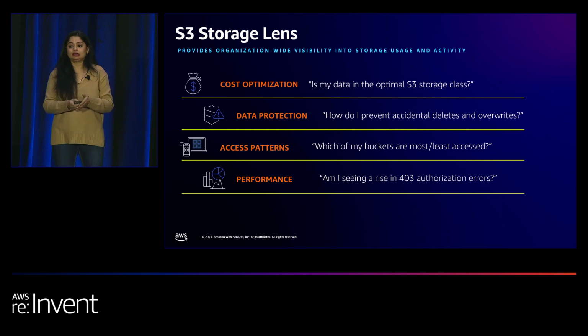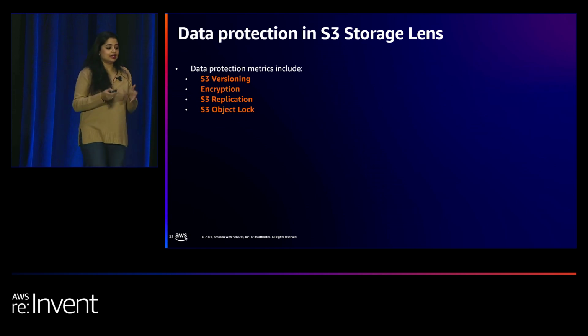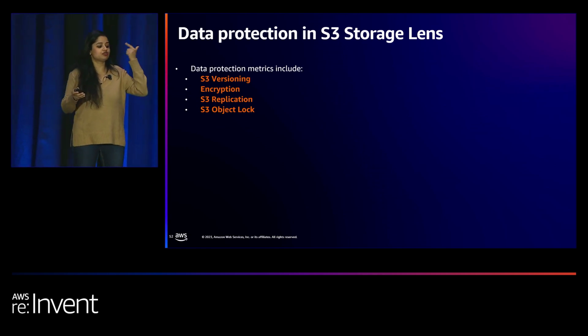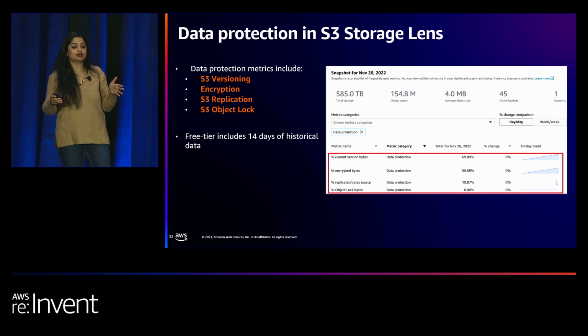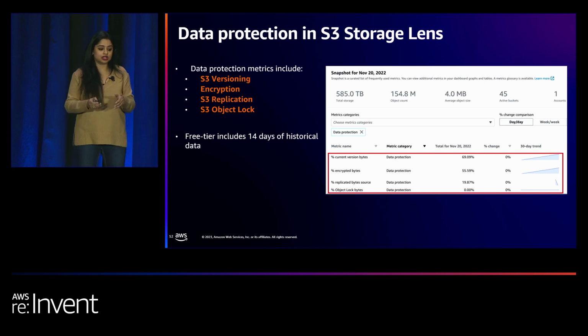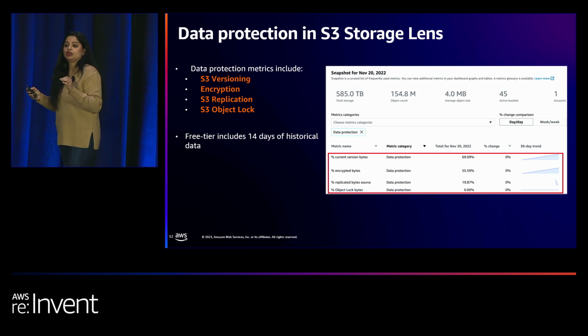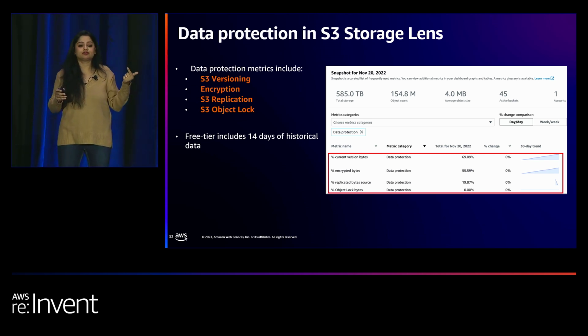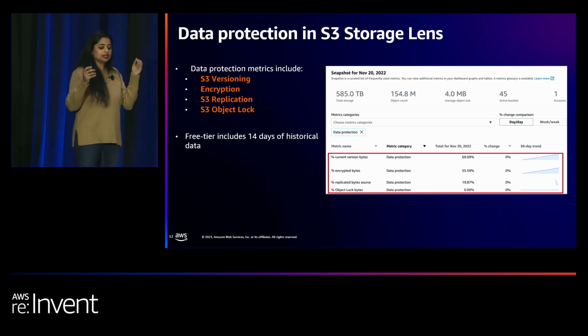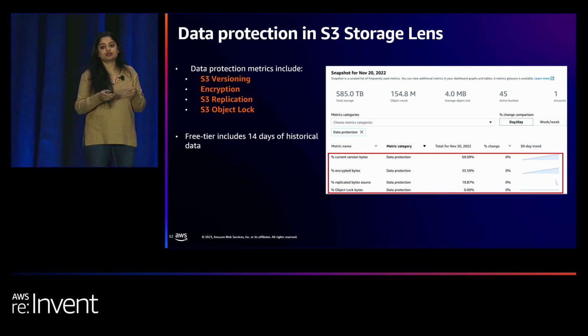Let's take a quick look at the various data protection metrics that are offered on S3 Storage Lens. These include metrics for S3 versioning, S3 replication, S3 object lock, and encryption. On our screens, we see the default dashboard that comes with the free tier of S3 Storage Lens. The metrics on this dashboard are based on 14 days of historical data. And as we can see, we have metrics showing the number and size of objects that have versioning enabled, the number and size of objects that have object lock enabled, the percentage of replicated bytes at source, and so on.